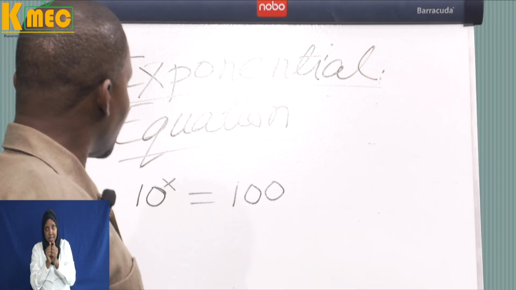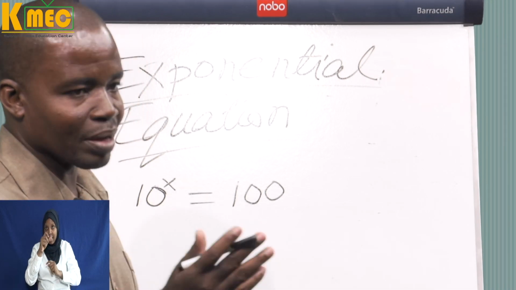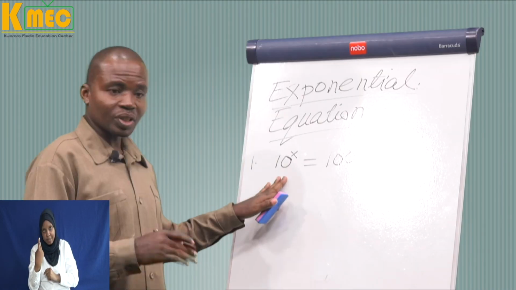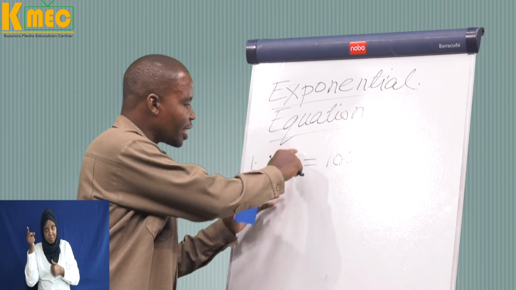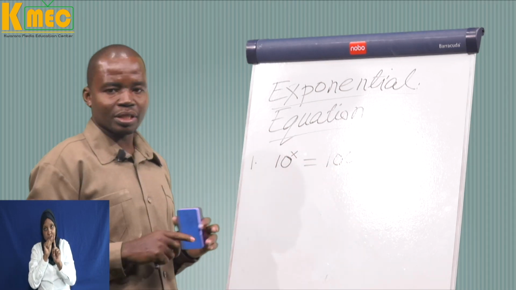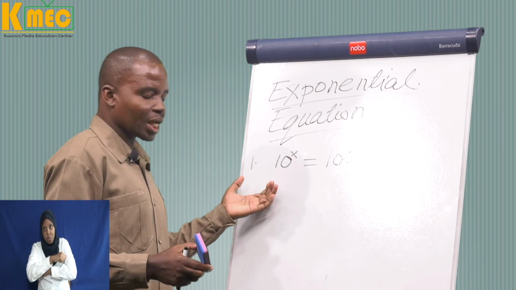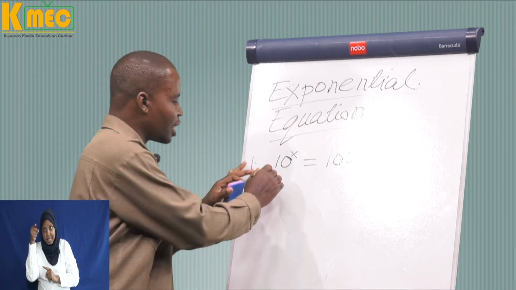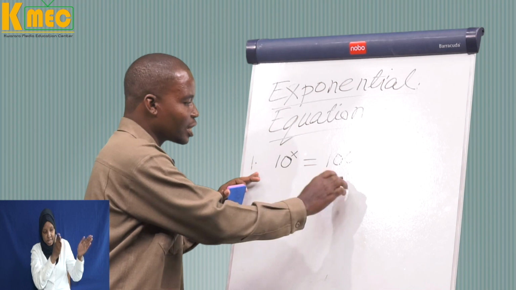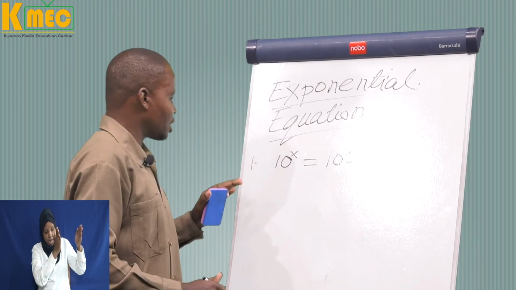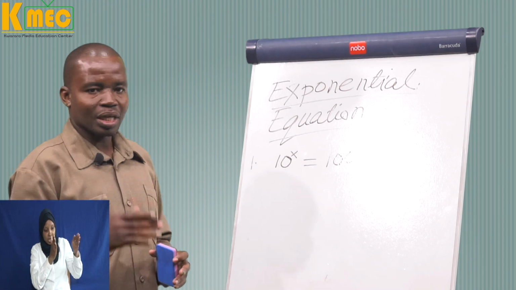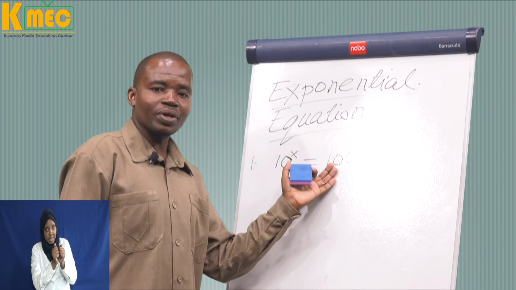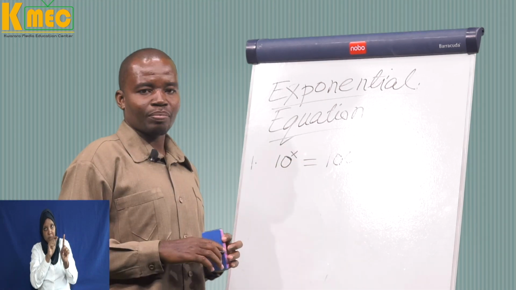So how can we solve this problem? Good. So at first, since we see here 10 exponent x is equal to 100, this is our equation. Our equation has two sides. There is a left hand side and there is a right hand side. In the left hand side we have 10 exponent x. In the right hand side we have 100.